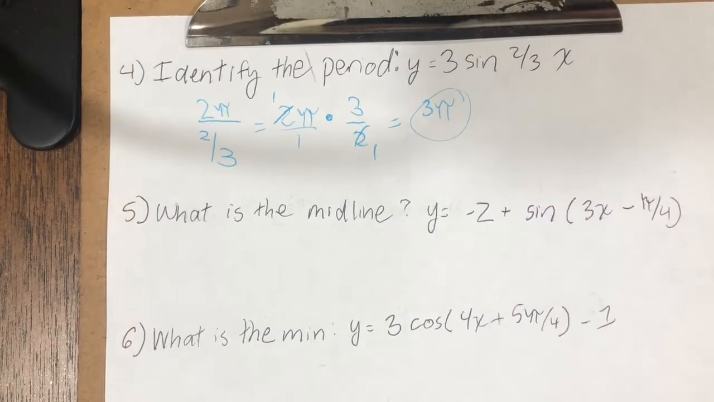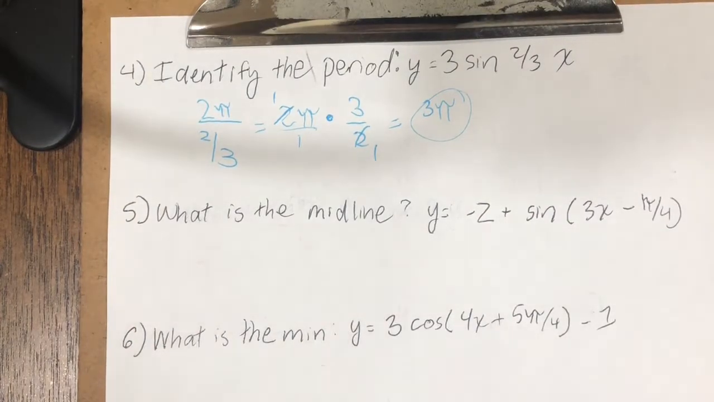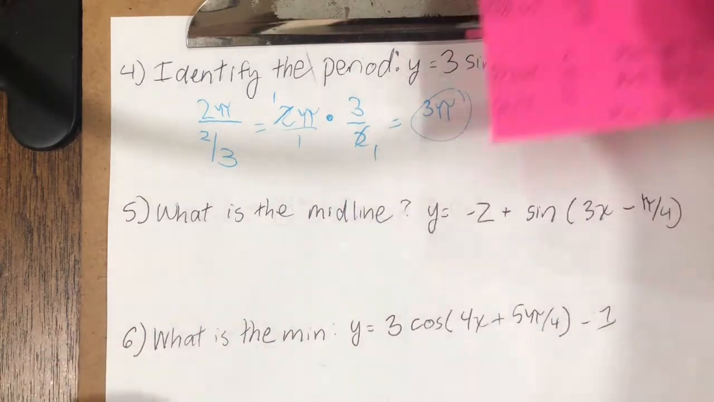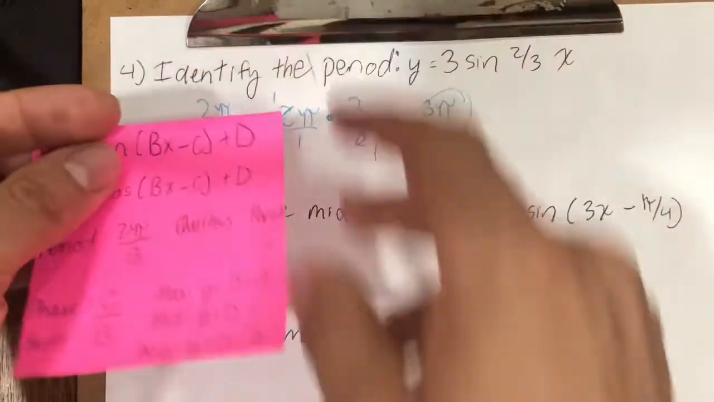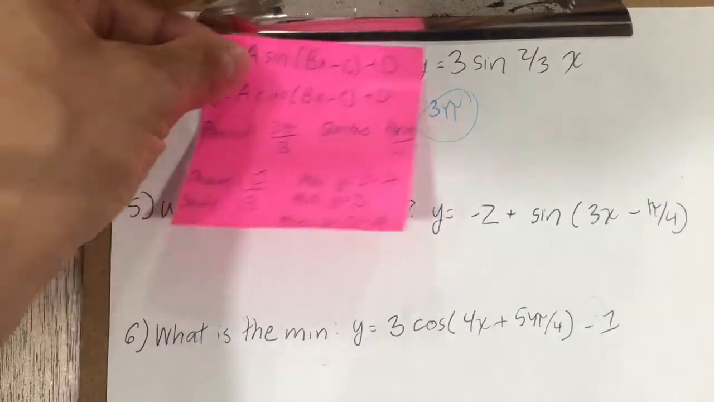All right, guys, so let's look at number 5, which we got to figure out the midline for y equals negative 2 plus sine of 3x minus pi over 4. All right?